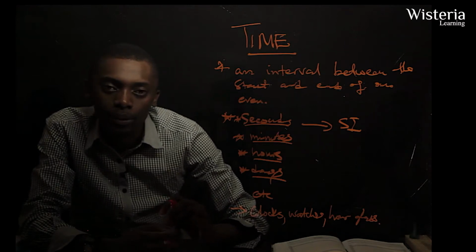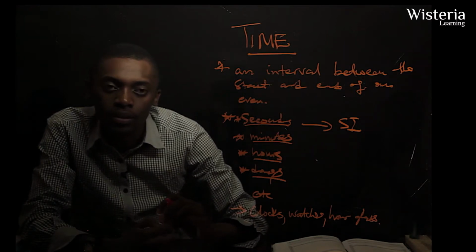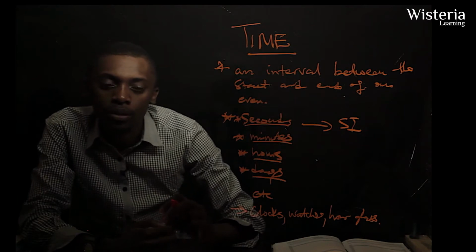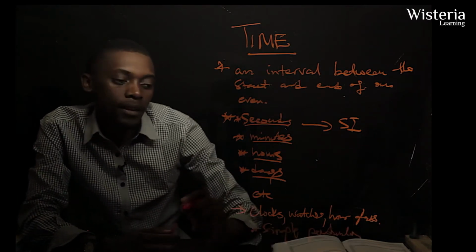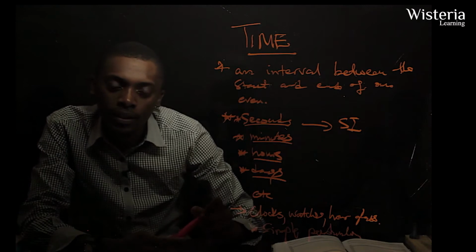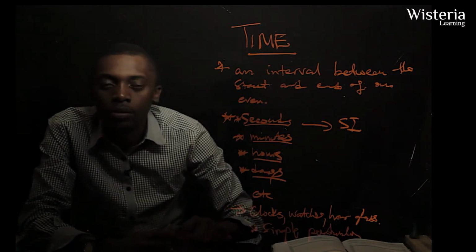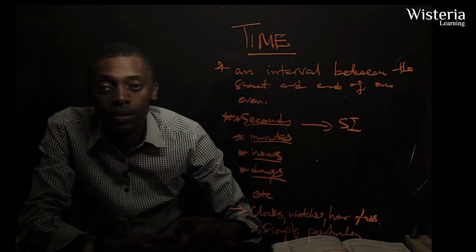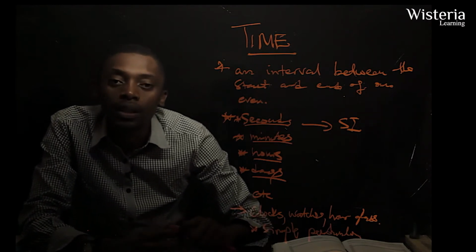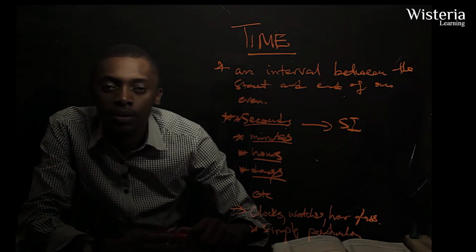And the most important one that is usually asked in the exam is what we call a simple pendulum. A simple pendulum is yet another instrument that is used in order to record time. So we're going to discuss in detail what a simple pendulum is and how we can determine time using a simple pendulum. Now that we've looked at the units of time, we are moving a step further to look at a simple pendulum.